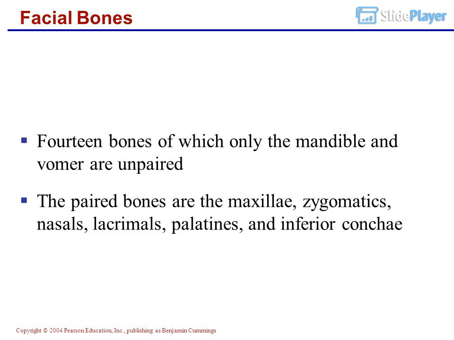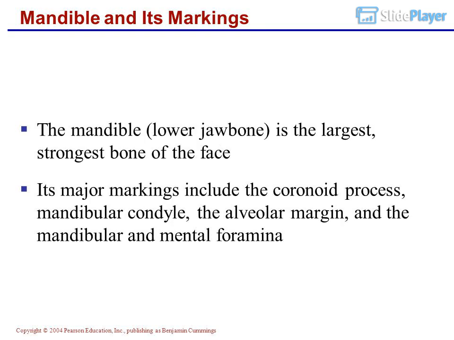Facial bones. 14 bones, of which only the mandible and vomer are unpaired. The paired bones are the maxillae, zygomatics, nasals, lacrimals, palatines, and inferior conchae. Mandible and its markings. The mandible, the lower jaw bone, is the largest, strongest bone of the face. Its major markings include the coronoid process, mandibular condyle, the alveolar margin, and the mandibular and mental foramina.